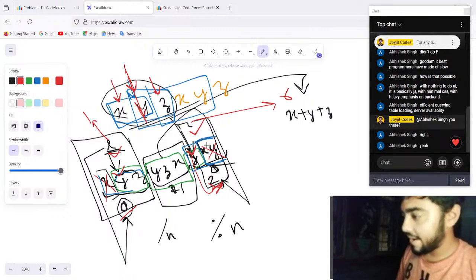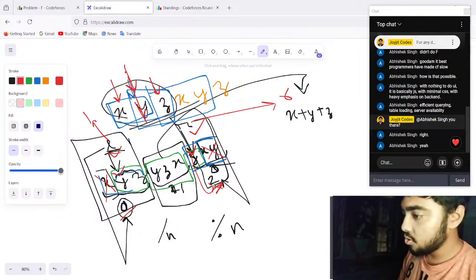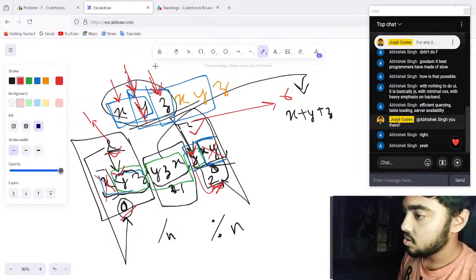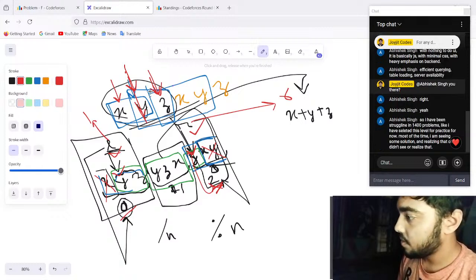So we can find for the group 2, that is this, we have to find the sum till position of 0.